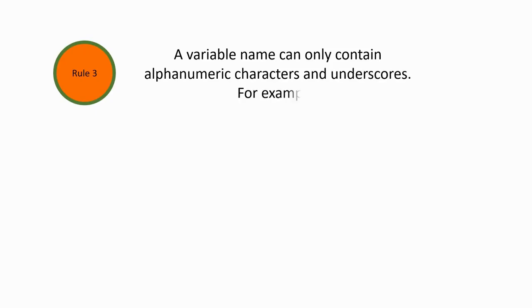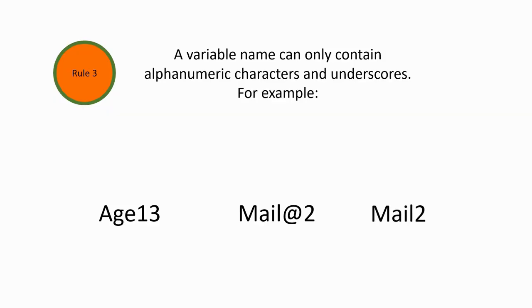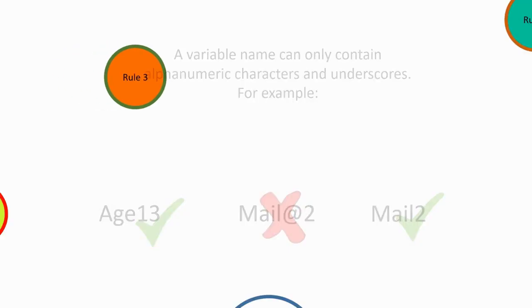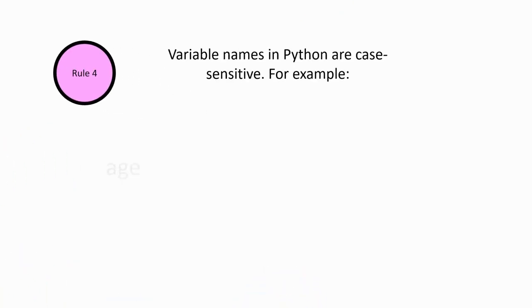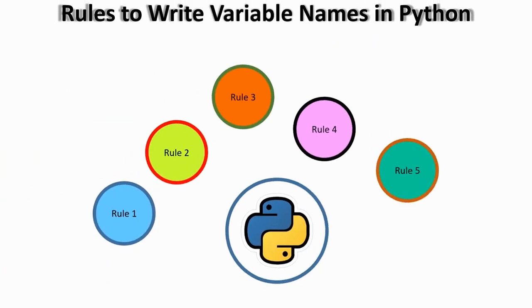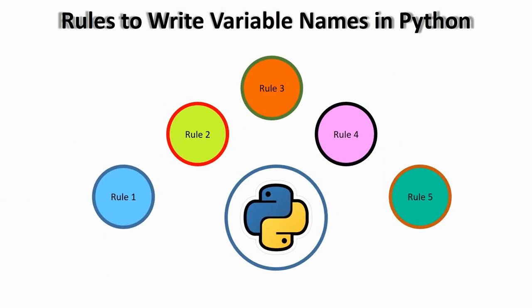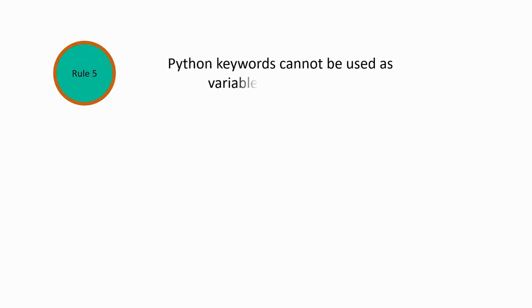A variable name can only contain alphanumeric characters and underscores. Variable names in Python are case-sensitive. Hence, age and Age are not the same. Python keywords cannot be used as a variable name.